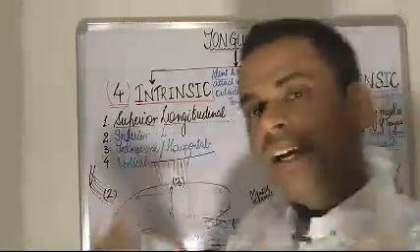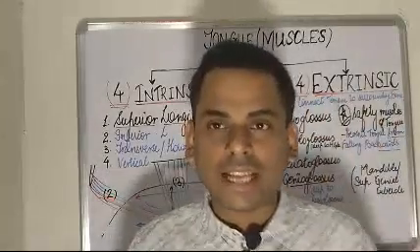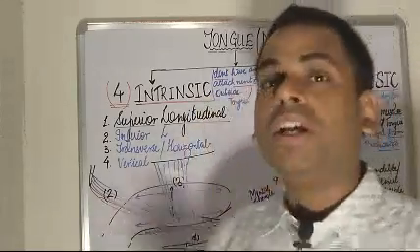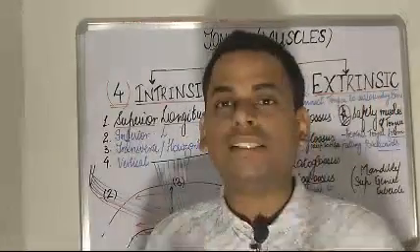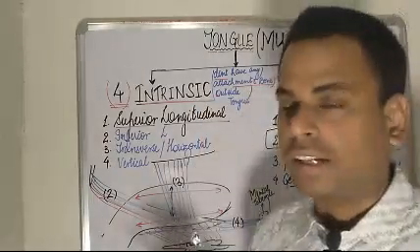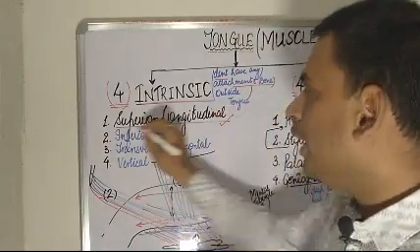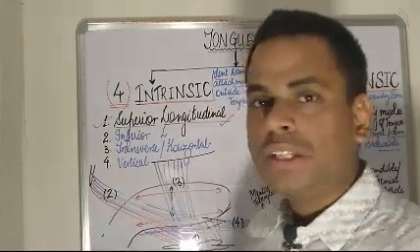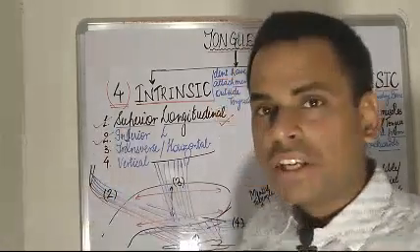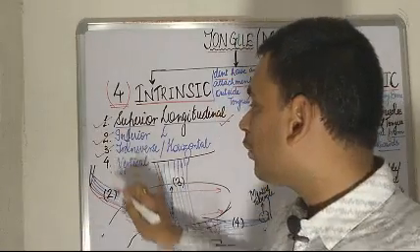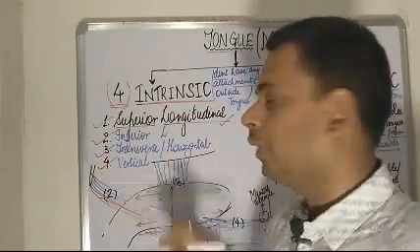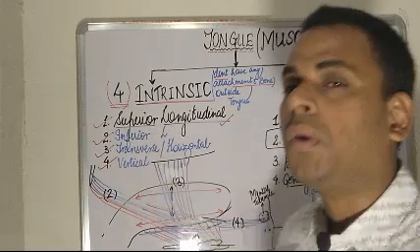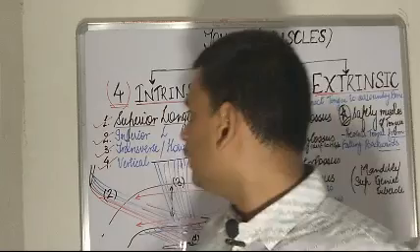So students, the intrinsic muscles are present inside the tongue. In other words, they do not have any other attachment to the surrounding bones. They are just present within the tongue. So there are four intrinsic muscles of the tongue. The first being the superior longitudinal, the second the inferior longitudinal, third the transverse, and fourth the vertical. Students, the transverse muscle is also called the horizontal.